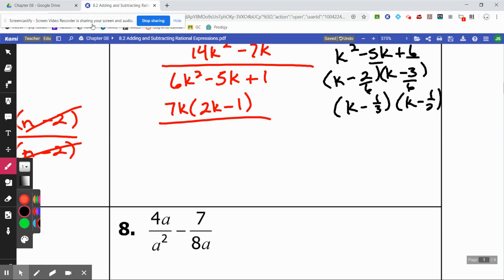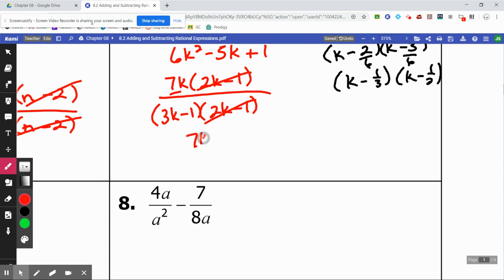So now let's go ahead and move those back to the front, and we can write it over here now. You have a 3k minus 1 and a 2k minus 1. Monomials, you don't have a monomial on bottom, so this is going to stay put. The 2k minus 1s will cancel. Final answer here is going to be a 7k over 3k minus 1.